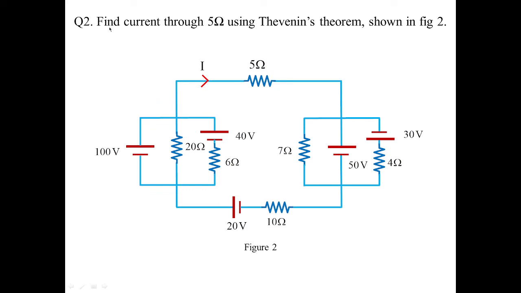Now you can see we need to find out the value of current in 5 ohms using Thevenin's theorem. This particular example will again show us the importance of Thevenin's theorem, where we need to find the value of current in 5 ohms by removing this 5 ohms and finally finding the current using Thevenin's equivalent circuit. You can see we have 100, 40, 20, 30, 50. All the active voltage sources are connected in different fashions and we need to find the value of current in 5 ohms. So, a very good problem.